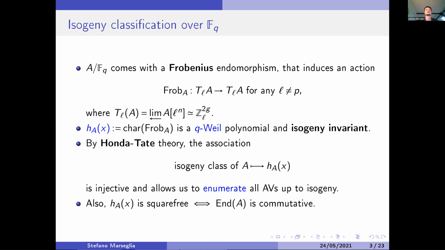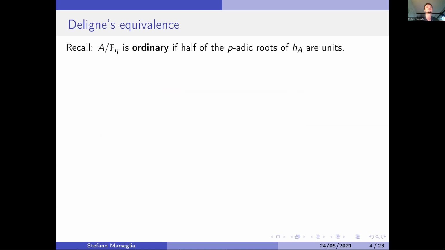Okay, let's move on and let's start looking at a more refined classification, not just up to isogeny, but up to isomorphism. We are going to get closer to up to isomorphism. So one of the big results that we are going to use in building our algorithm is this theorem by Deligne. So Deligne proved an equivalence between a subcategory of the category of Abelian varieties and some explicit thing that I'm going to describe in a second.